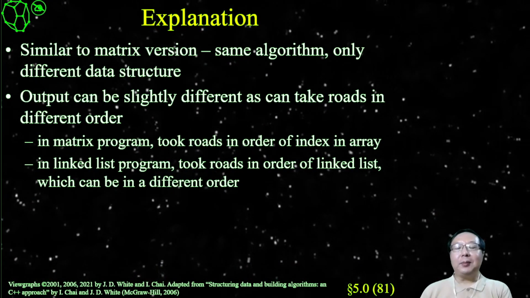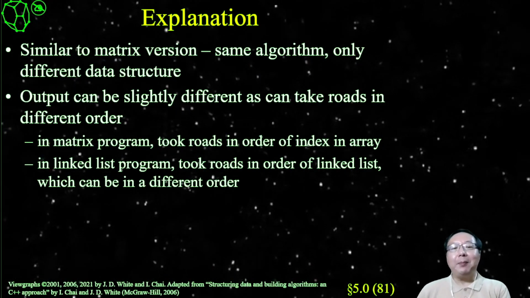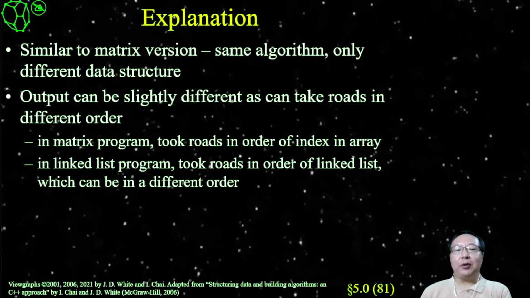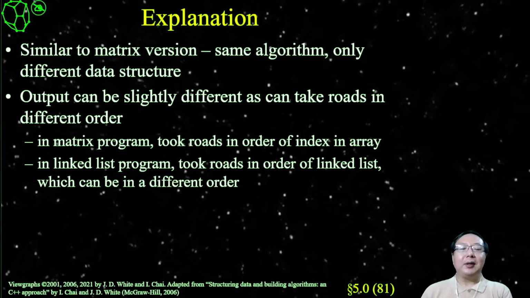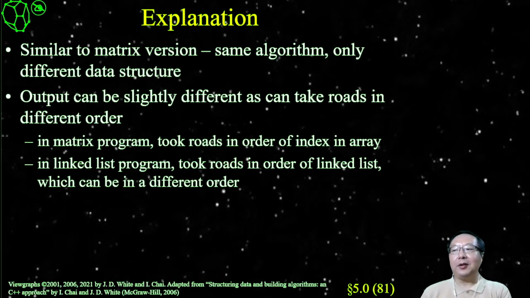So it's similar to the matrix version, the same algorithm, only a different structure. Oh yeah, the output may be different because it can take the roads in a different order. In the matrix program, it took the roads in the order of the index in the array. But in the linked list program, it took the roads in order of the linked list, which can be in a different order.